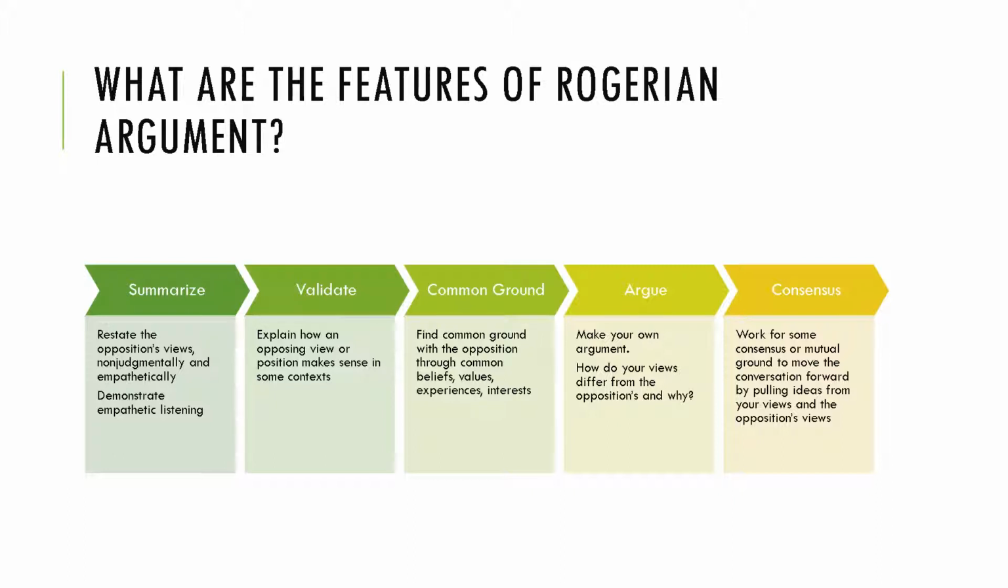But you do those other steps first to draw your reader in, by demonstrating you're really trying to listen and understand what they're saying and find common ground and common values first, so that they'll actually listen to your argument. And then you conclude by trying to find some consensus or mutual ground to move the conversation forward by pulling ideas from your views and the opposition's views. Again, the ultimate goal is to keep a dialogue open instead of just making an argument, shutting things down, and that's it.